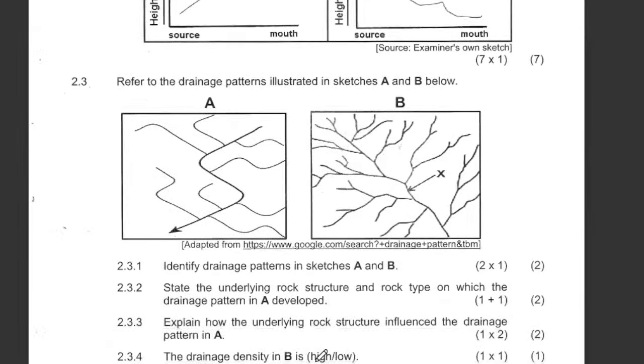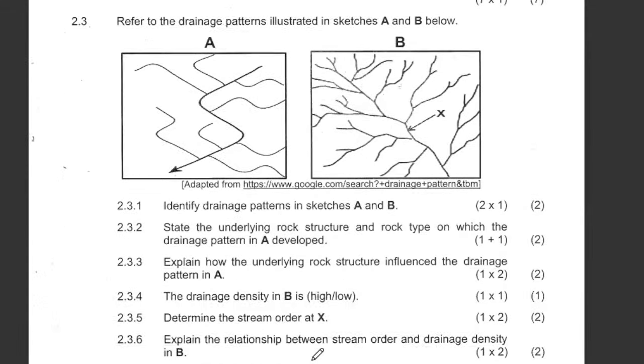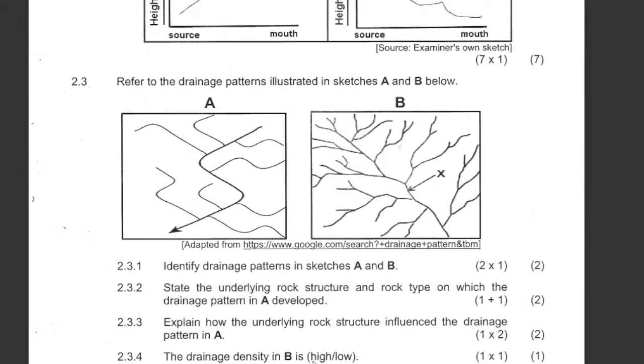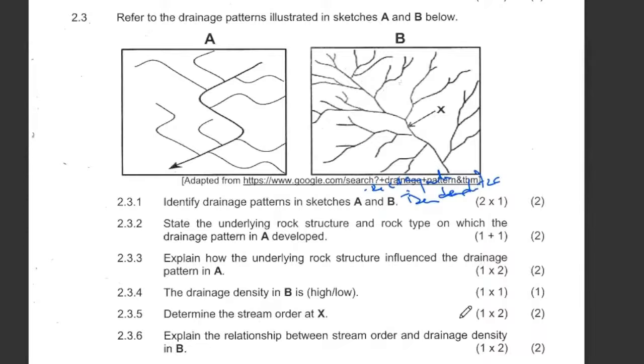Refer to the pattern illustrated in A and B. Identify the drainage patterns represented in A and B. So A is the rectangular, B is the dendritic. The nature of the underlying rock structure and the type. For A, the rock structure is going to be jointed, and then the type is going to be igneous.